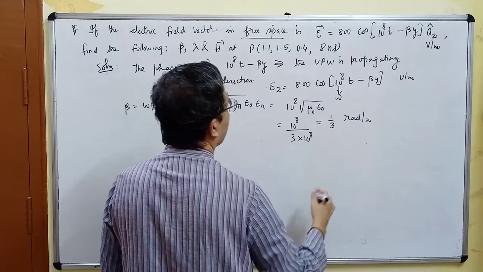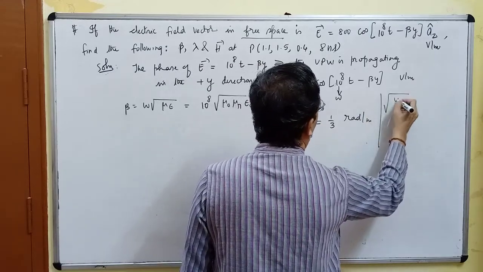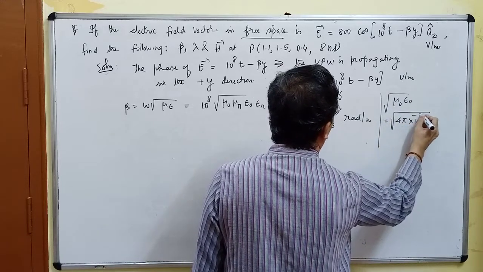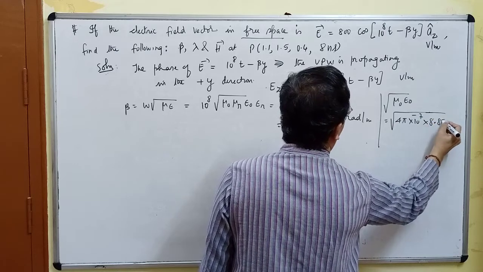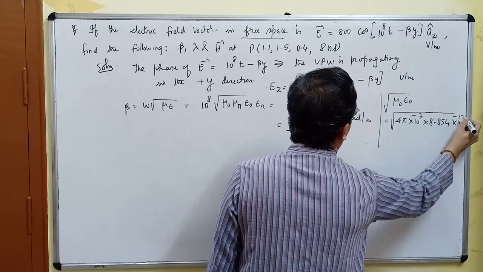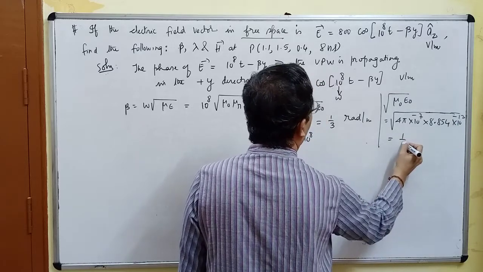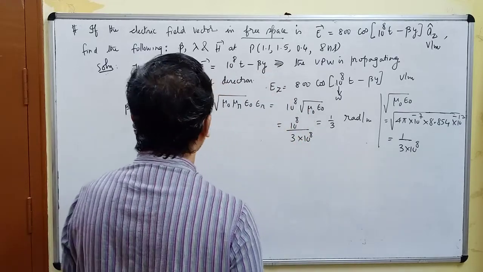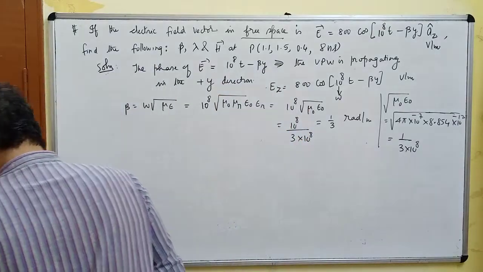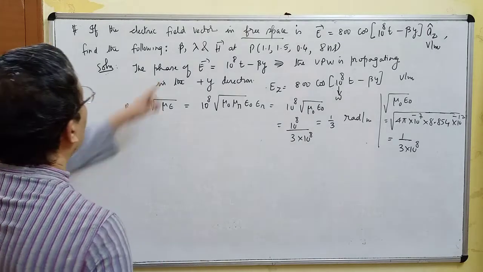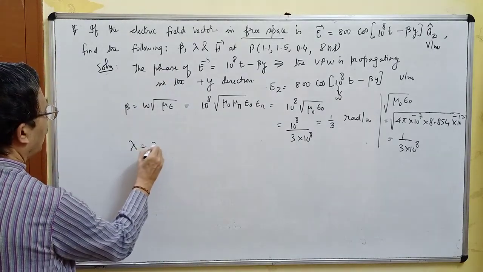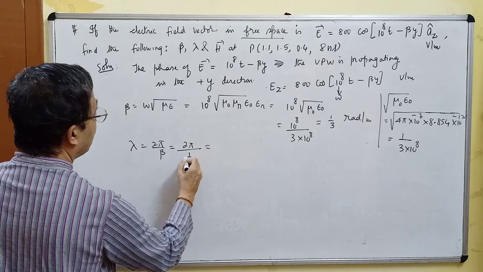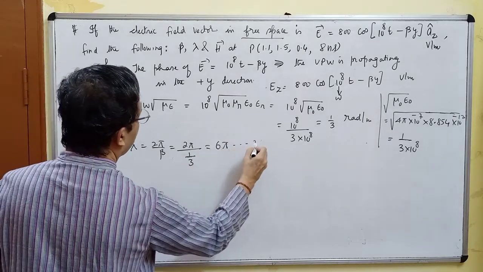This is how the problem is done. See, root of mu naught into epsilon naught means root of 4 pi into 10 to the power minus 7 times epsilon naught, which is 8.854 into 10 to the power minus 12. So this is nothing but 1 over 3 into 10 to the power 8. This is how beta is found. After beta is found, we will go to lambda calculation. What is lambda? Lambda is equal to 2 pi by beta. 2 pi divided by 1 by 3, so it is 6 pi meters.